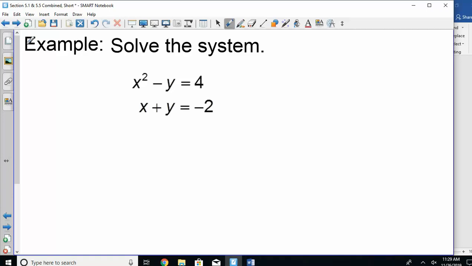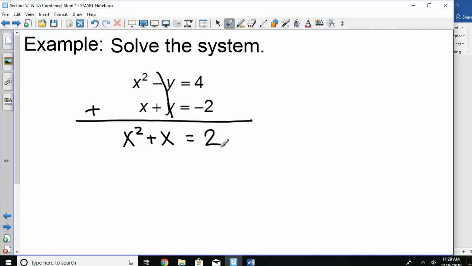If you just look at this problem, do you see anything nice about it? Okay, if I could eliminate y without doing any work. So if I just add those, my y's drop. Can I actually add x squared and x? So I'm just going to leave that as x squared plus x equals 2. Now what would you do?